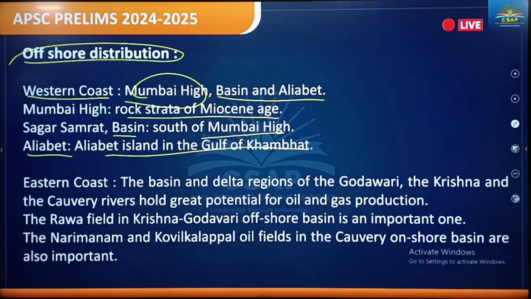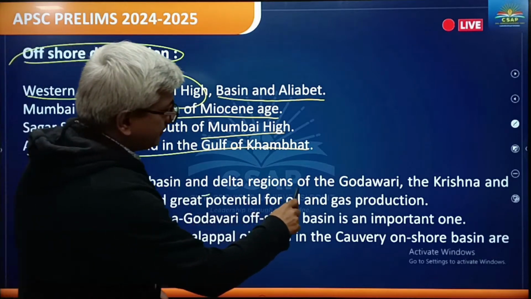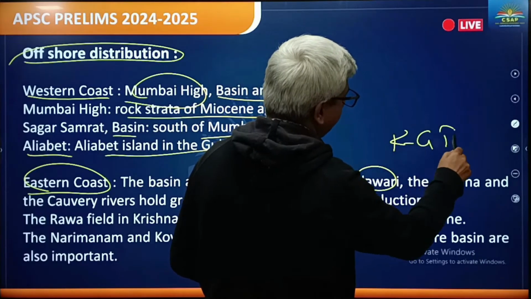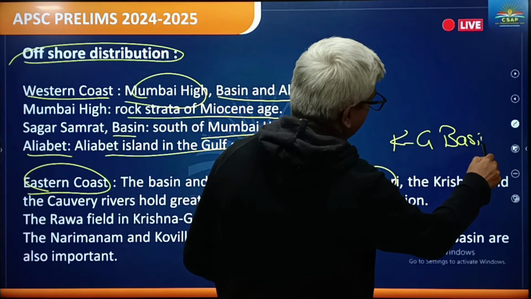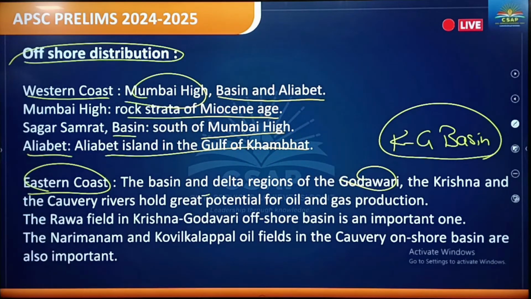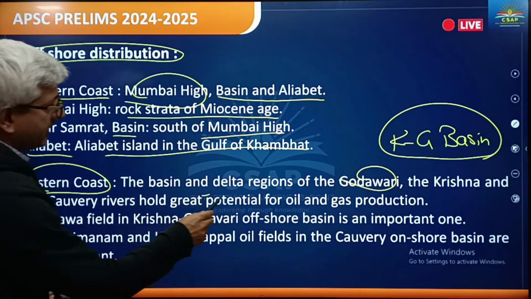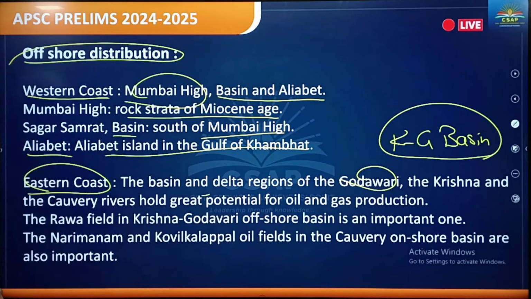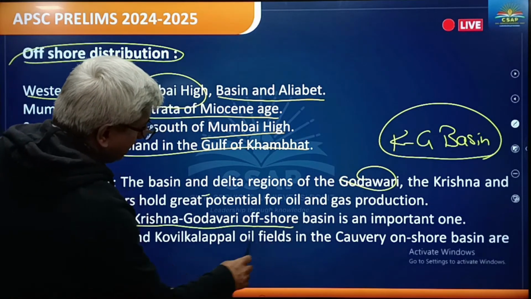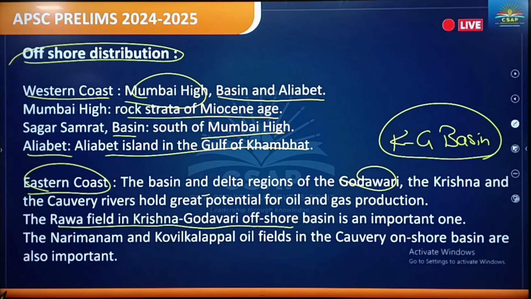So on the east coast, the basin and delta regions of the Godavari and Krishna, the KG Basin as it is called in short, Krishna Godavari Basin. It has not been many years since the Krishna Godavari Basin was ventured, and the Kaveri rivers hold great potential for oil and gas production. Ravva oil field in the Krishna Godavari offshore basin is an important one.